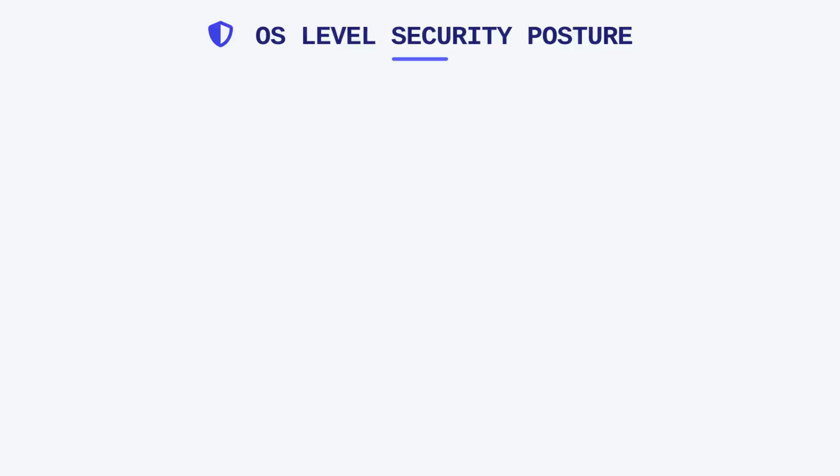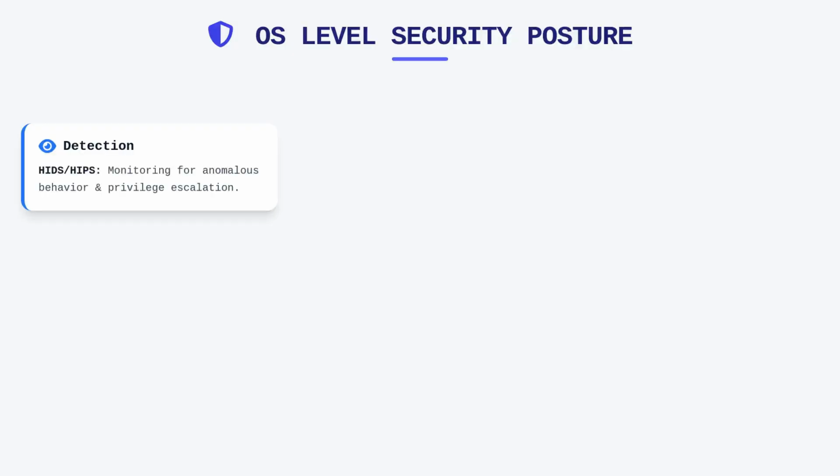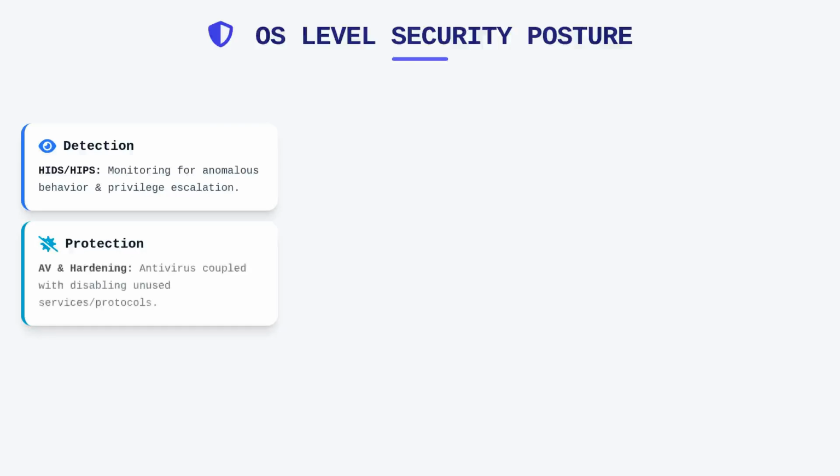At the operating system level, maintaining a secure posture requires a combination of endpoint protection and proactive vulnerability management. Host-based intrusion detection and prevention systems provide visibility into anomalous system behavior, acting as a sentry that monitors for unauthorized changes to critical system files or privilege escalation attempts. Antivirus solutions remain relevant, but they must be managed as part of a broader strategy that includes disabling unnecessary services and protocols that aren't strictly required for the server's role.